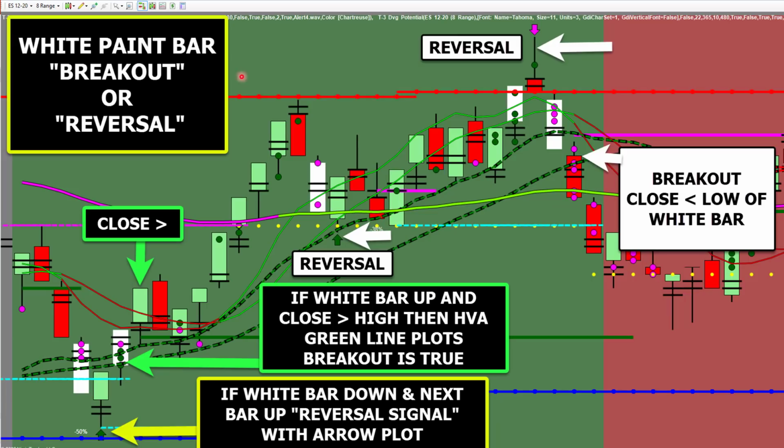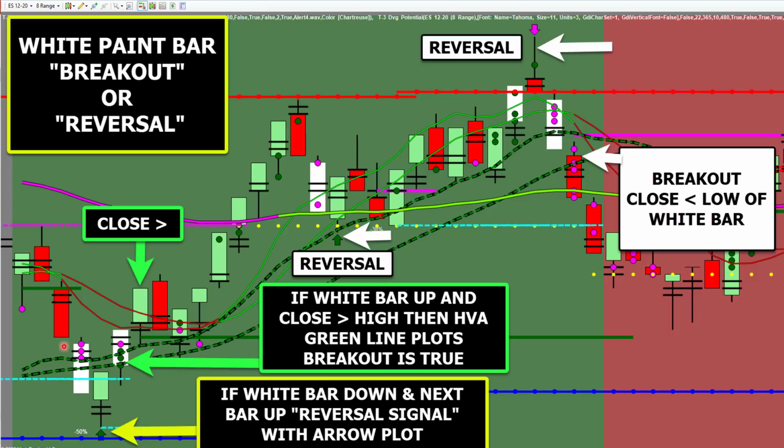So let's take a look at the first pattern. Again, you're going to see white paint bars and yellow paint bars and all these things all over the chart. You have to understand what they are, and you have to understand how to use them. So during this lesson, we're going to go through both of those. First, let's talk about what they are.